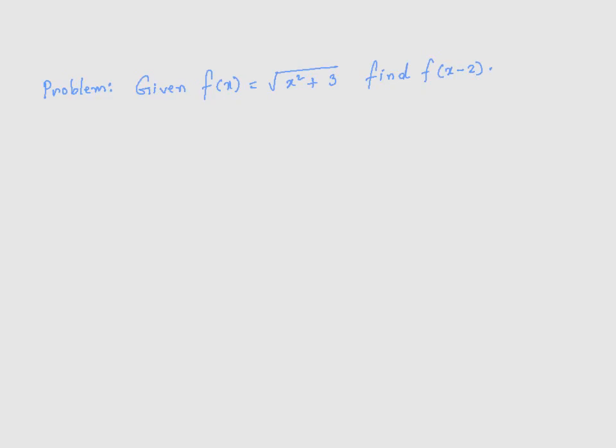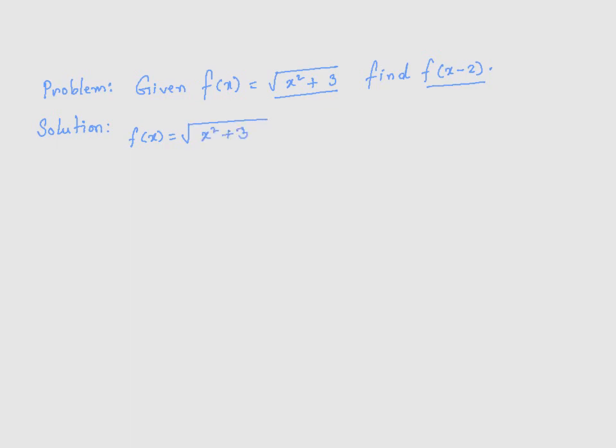In this video, I am going to find f of x minus 2 given that f of x is equal to the square root of x squared plus 3. It's easier to solve these problems if you think of a function as an input and output. You give it an input, it gives you only one output. So my f of x is equal to the square root of x squared plus 3.